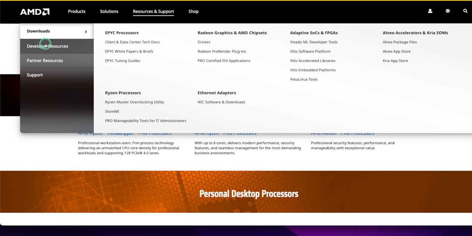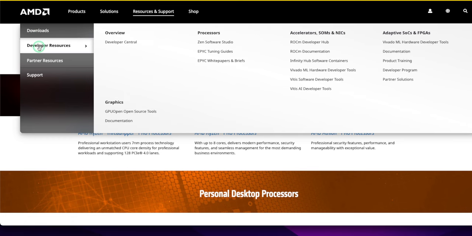I'm just looking through here. Downloads. Yeah, Ryzen Master overclock utility, Store MI. Oh, pro management tools for IT administrators. Radeon Graphics and AMD Chipsets. You got the drivers, all this stuff, Ethernet adapters, network interface card, software and downloads, and you get the gist. So what's developer resources? Oh, you can actually do Developer Central. Interesting. Zen Software Studio. They must have an API and all that stuff. If you're in development, go look here too.